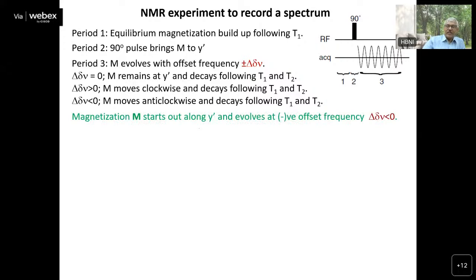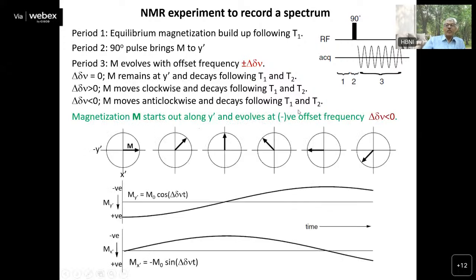And now I have shown here a situation where, let us say, you have a negative offset frequency, where delta nu is less than 0. Let us say after giving the pulse along the x-axis, the magnetization has come to the y-axis. Now you are giving time. As this has a negative offset frequency, meaning it is moving slower than the rotating frame, the magnetization will now move anti-clockwise with time.